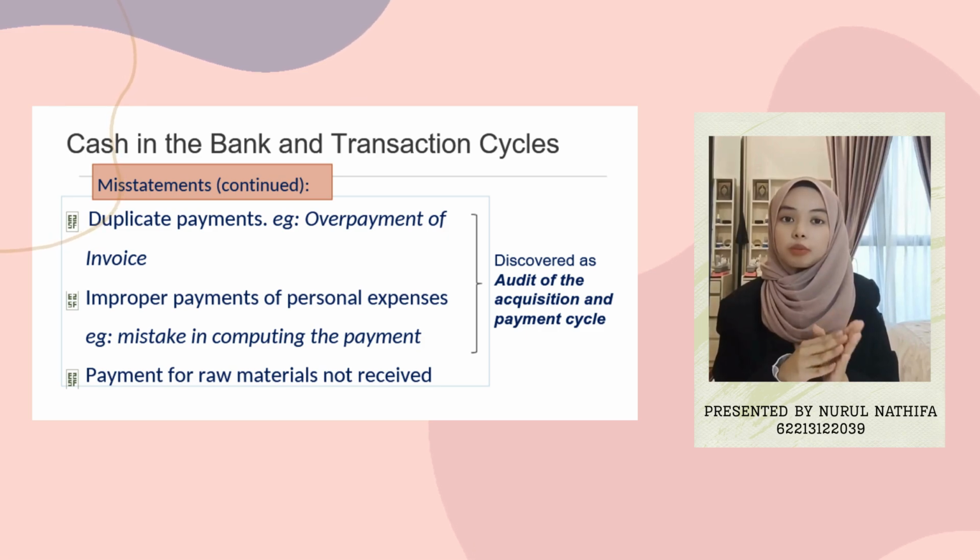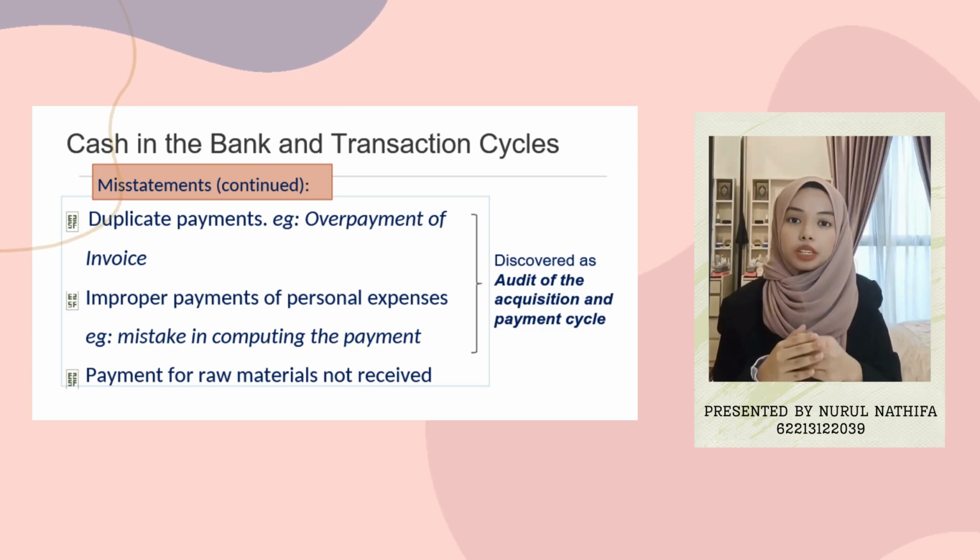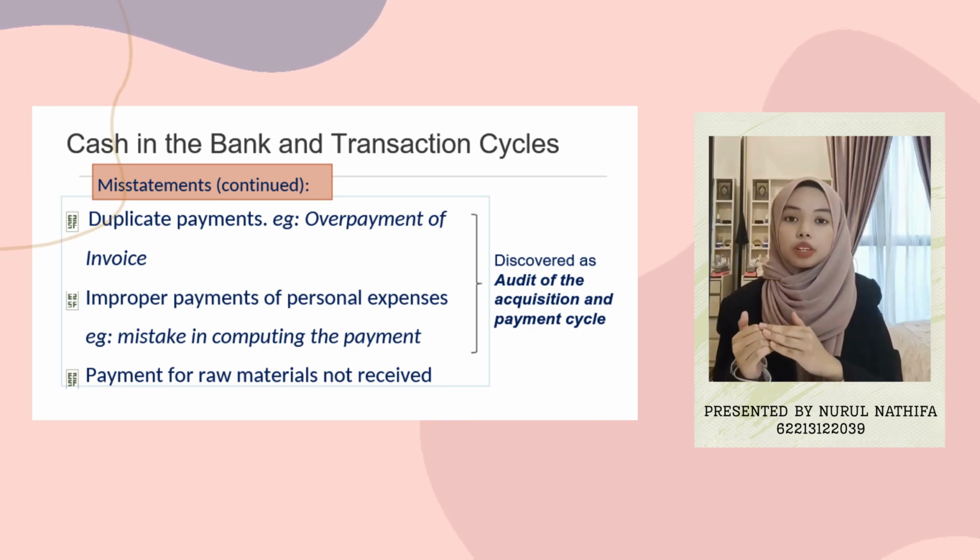Next is improper payment of personal expenses. Sometimes an employee may include personal expenses in their report. This could be a genuine mistake or intentional. Again, the bank wouldn't say who the payment was really for. Auditing the payment records helps us to spot these problems.